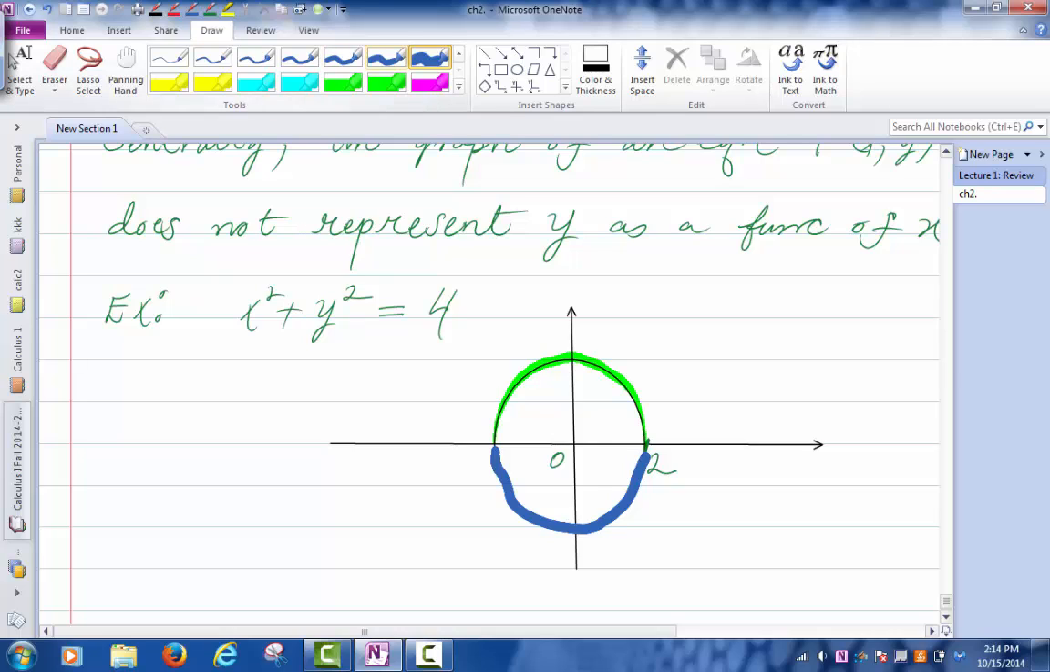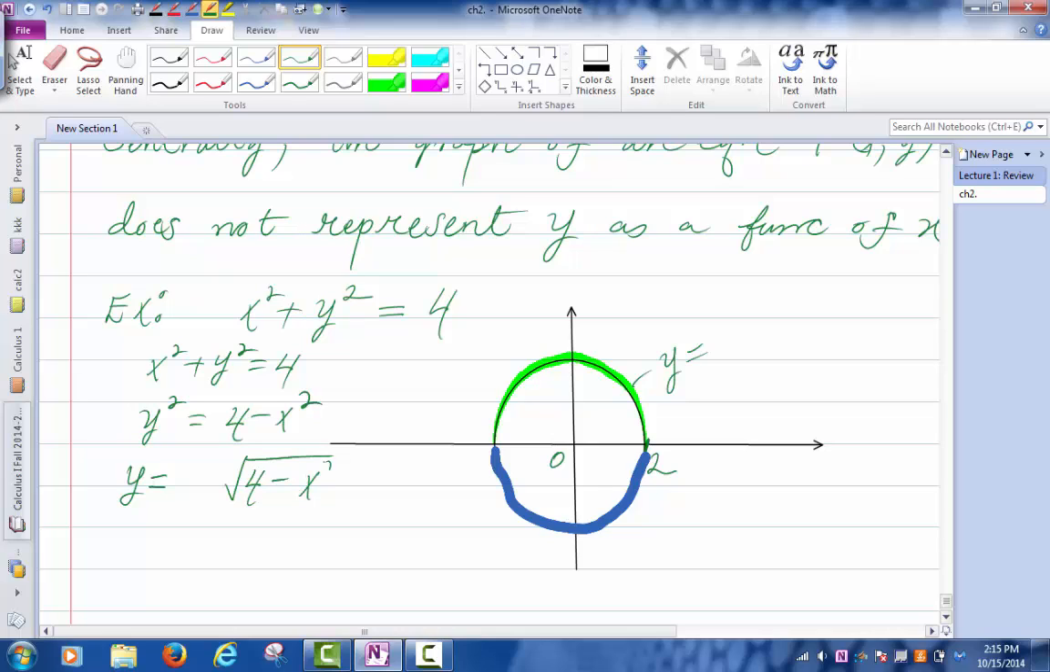Can you give me a formula for the green part? Can you express y explicitly so that the graph of that function y would be the green part? The green part is the graph of which function? Well, I have x squared plus y squared is 4, right? Can you solve for y? y squared would be what? This, and then what is y?